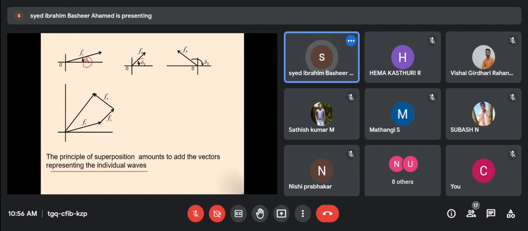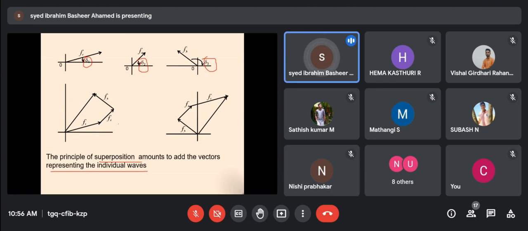Individually, I have a phase angle, but with the resultant I cannot do any calculation on the individual waves. By the principle of superposition, I have to sum up all the individual vectors. So when I find the resultant vector, I am getting the resultant vector but losing the phase information. That is called the phase problem. The phase problem we will see in later classes.